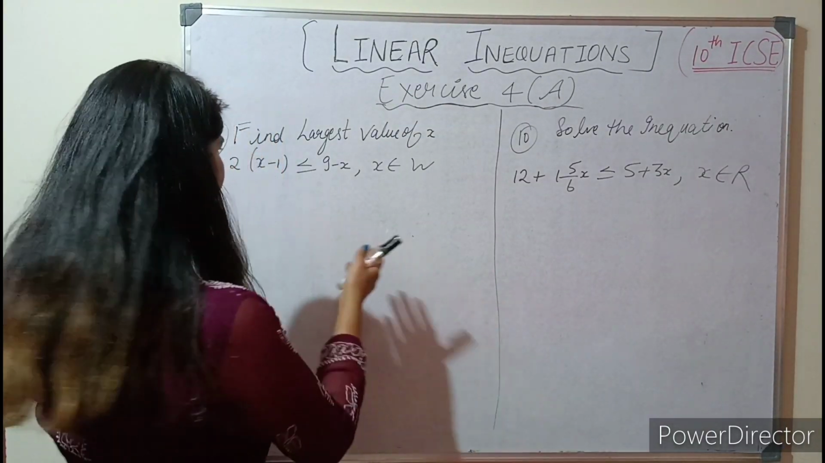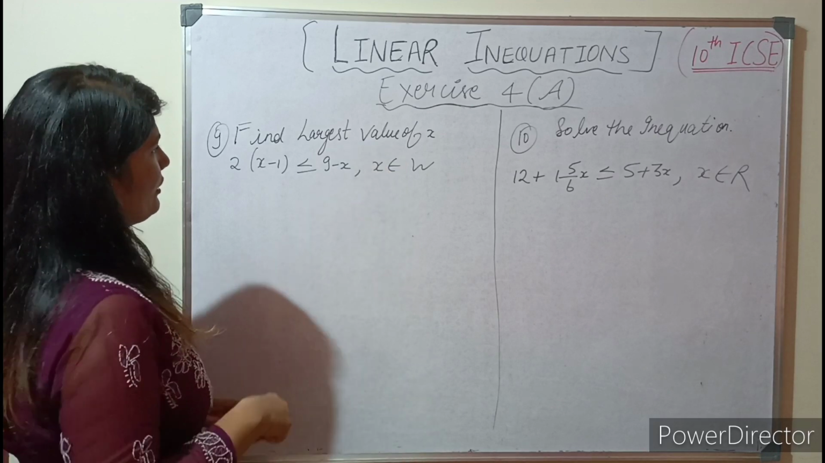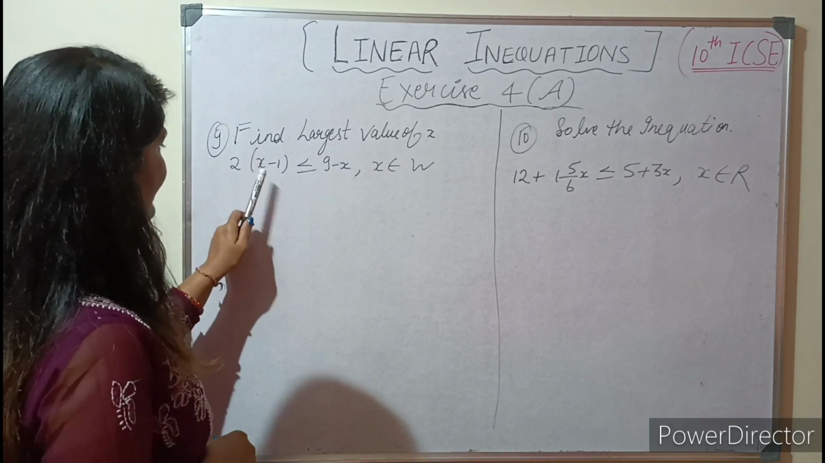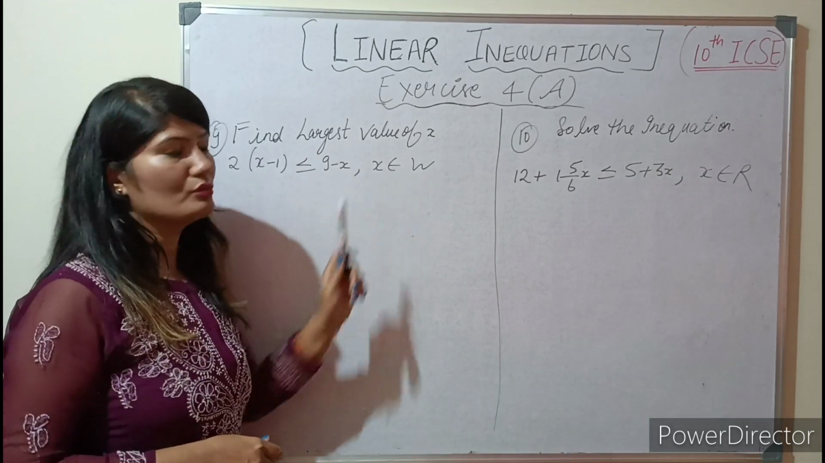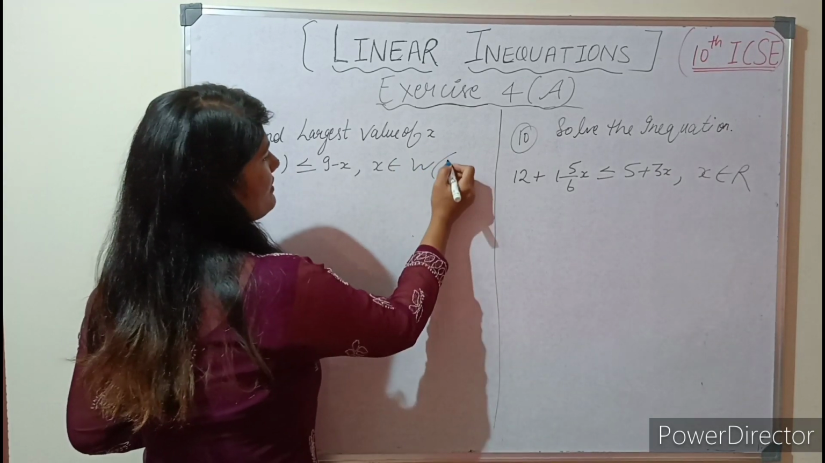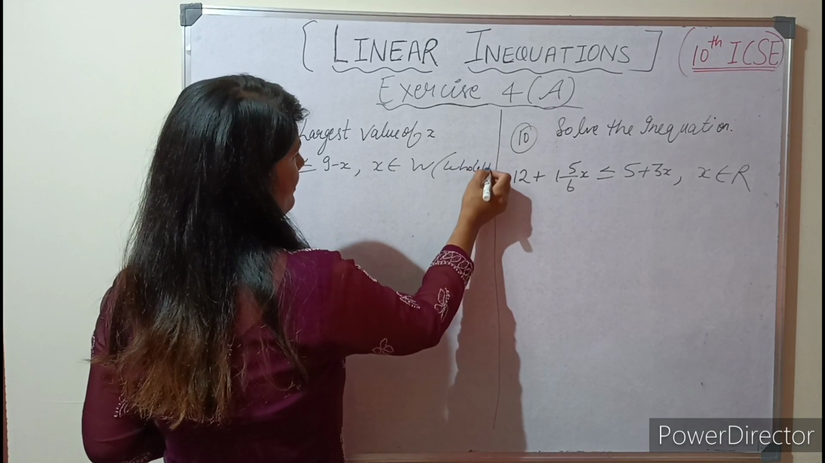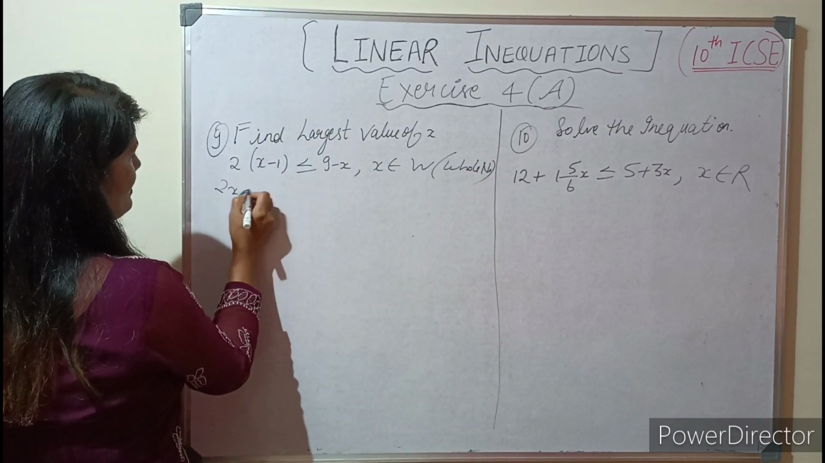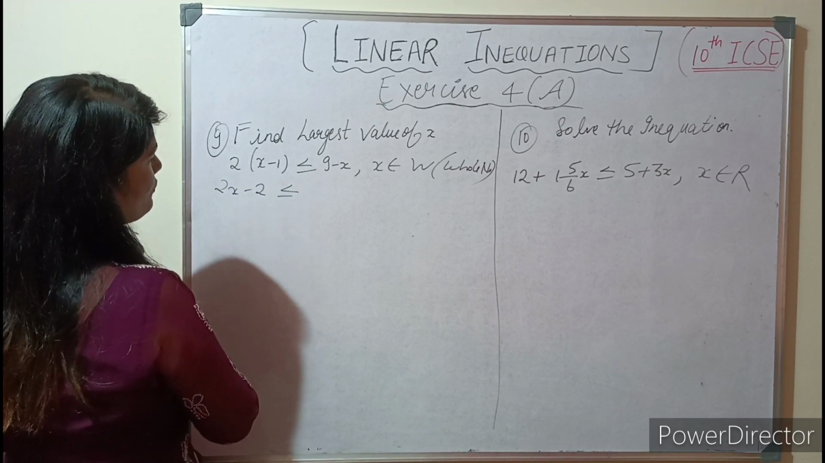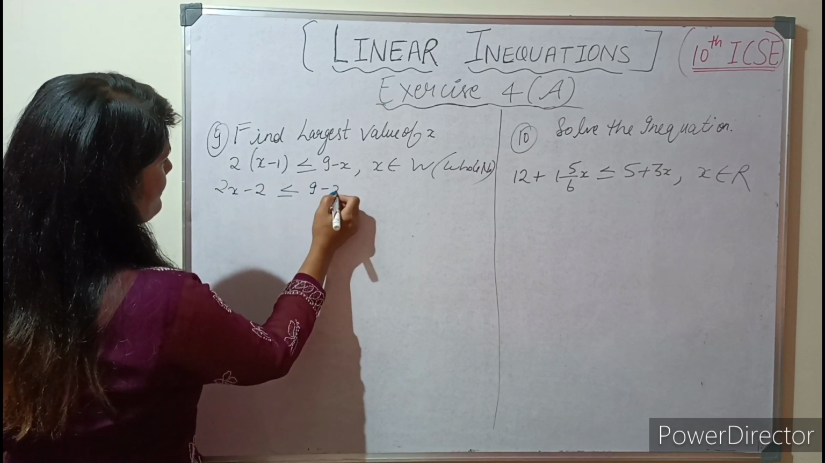Now moving to question number 9. Find the largest value of x. 2 bracket x minus 1 is smaller or equals to 9 minus x, and where x belongs to whole number. So here W means this is whole number. So here we need to open the bracket. This is 2x minus 2 is smaller or equals to 9 minus x.